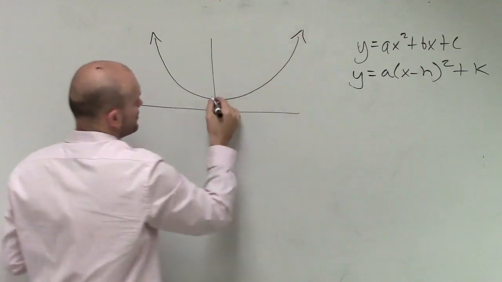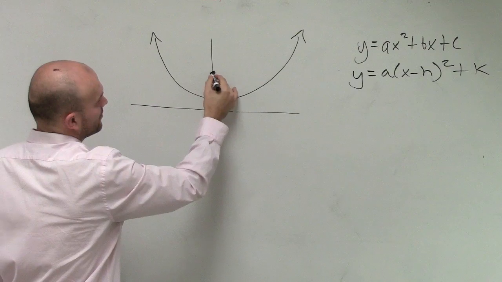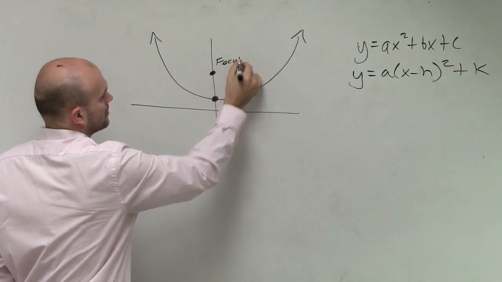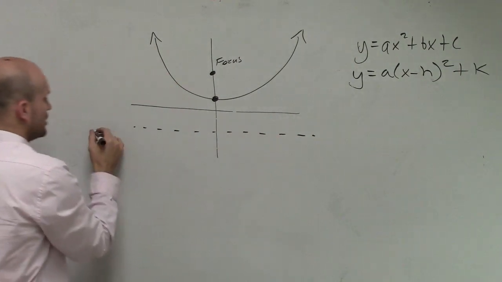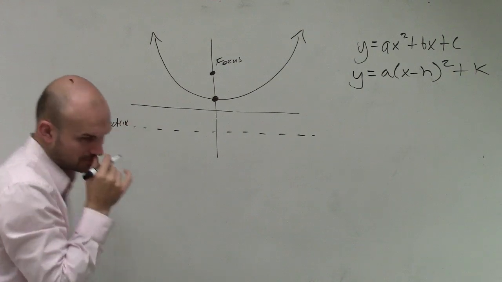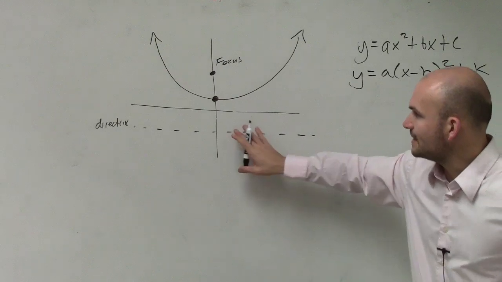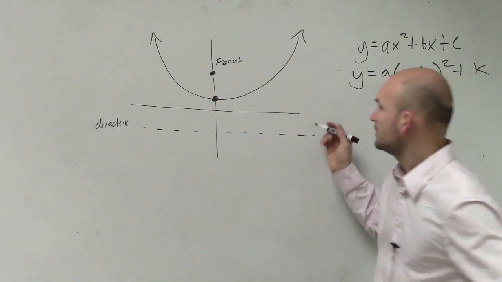Now, so far we know there's a point here, which we're going to call the focus. And then we're going to have a dotted line here, which we're going to call the directrix. OK? And when looking at this, we have this point, the vertex. Here's our x and y.